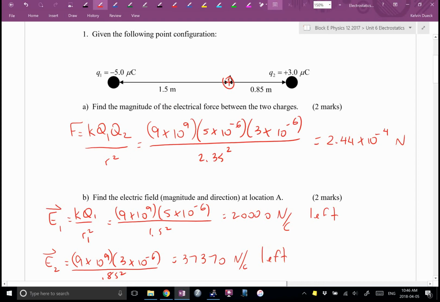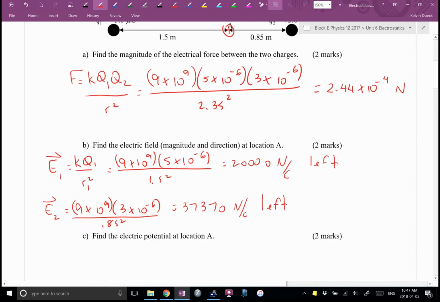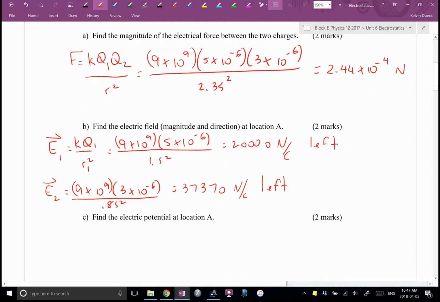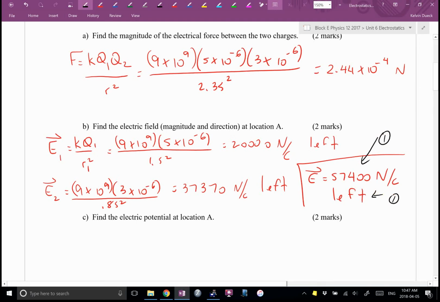How do I add left plus left? Just add them up. If they were in opposite directions, Pierce, I'd go winner minus loser. But here, I think I do this in my head. It's going to be 57,370. Yes? 57,000. I'm going to go 57,400 newtons per coulomb left. I'll give you 1 mark for the magnitude, 1 mark for the direction. But if you got it right, 2 out of 2.